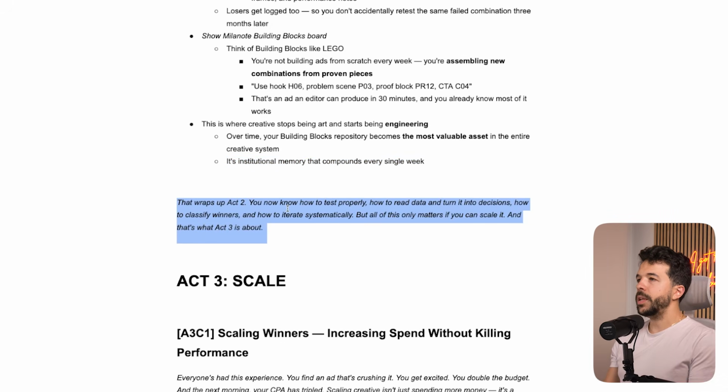And with the building blocks repository, we wrap up Act 2. You now know how to test properly, how to read data, how to turn the data into decisions, how to classify winners, how to iterate systematically, but all of this only matters if you can scale it. And that's what Act 3 is all about.